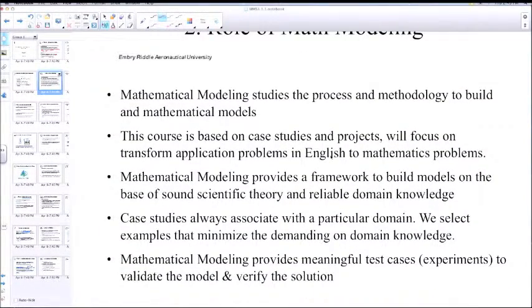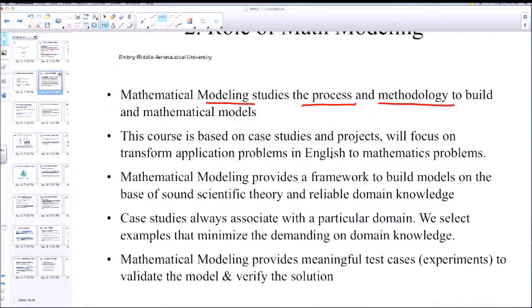So what is the role of mathematical modeling? First, let me emphasize that modeling means you are going to put your hands on and build your own model. It's not like what we learned in the previous 2 modules, where you just use other people's models. So mathematical modeling will study the process and the methodology to build mathematical models.